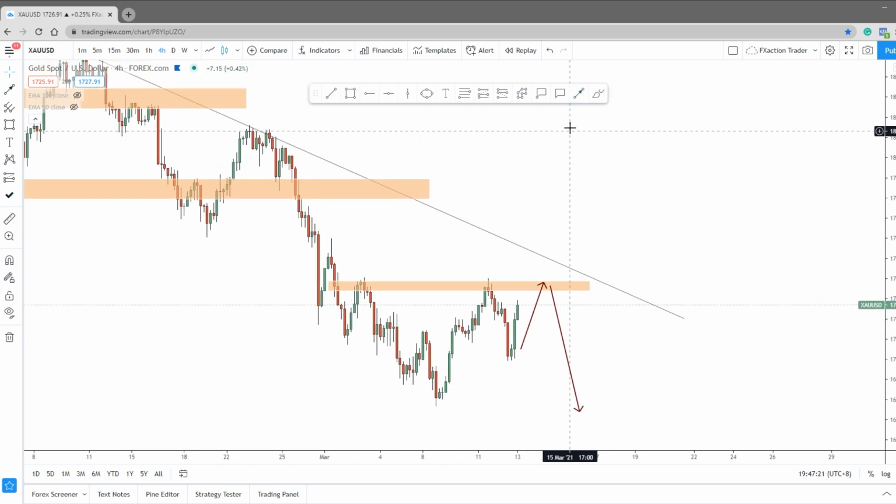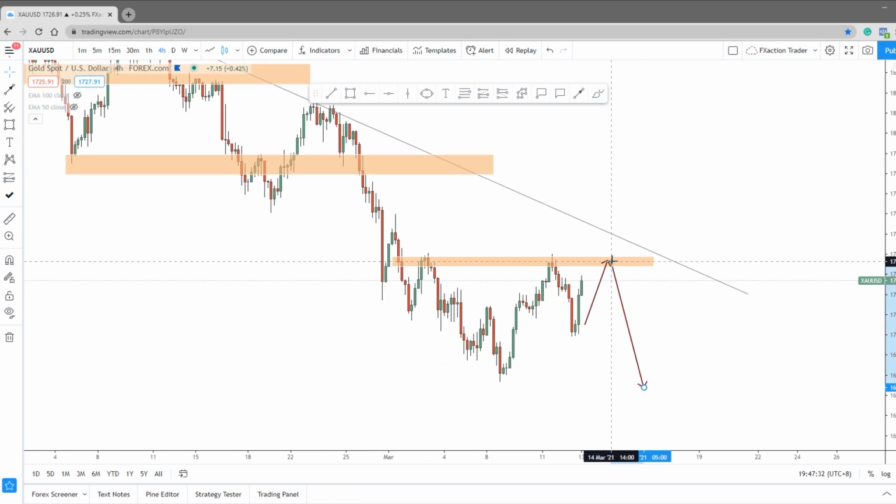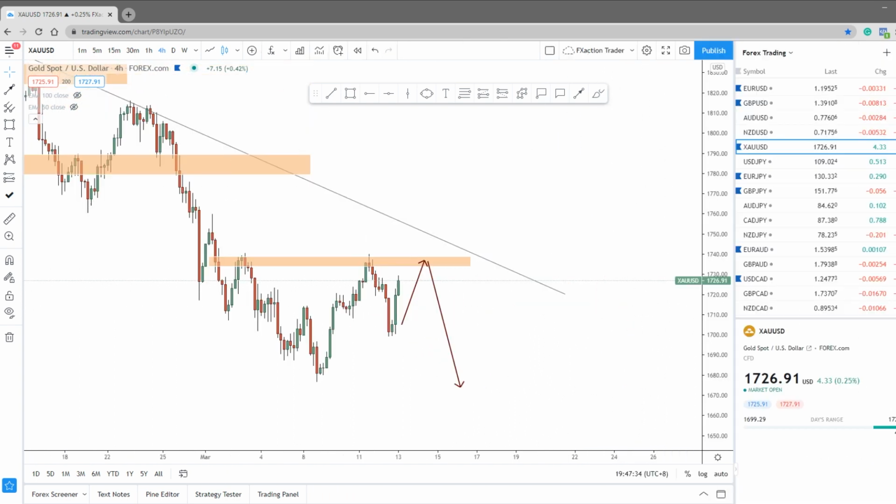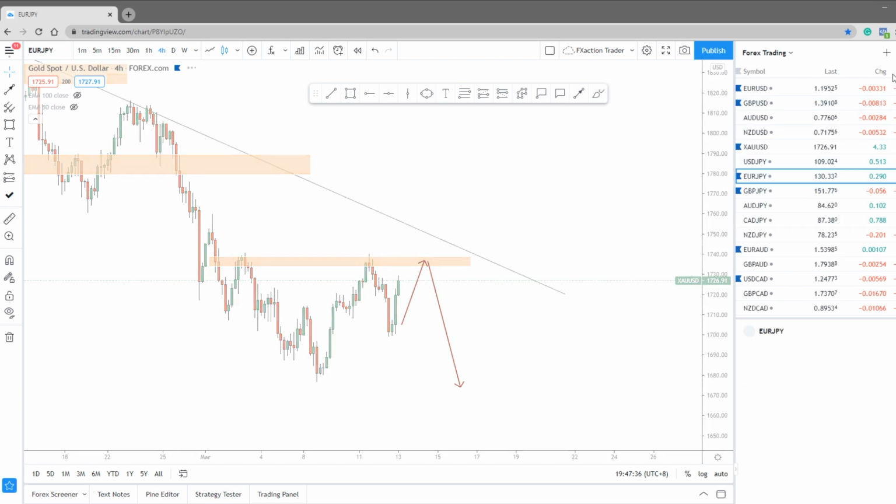All right, so if the market does a very strong break above this trend line, the market is likely to reverse the trend or direction, but for the time being we are still going to focus on a sell trade instead of a buy trade. Let us have a look at the yen pair.